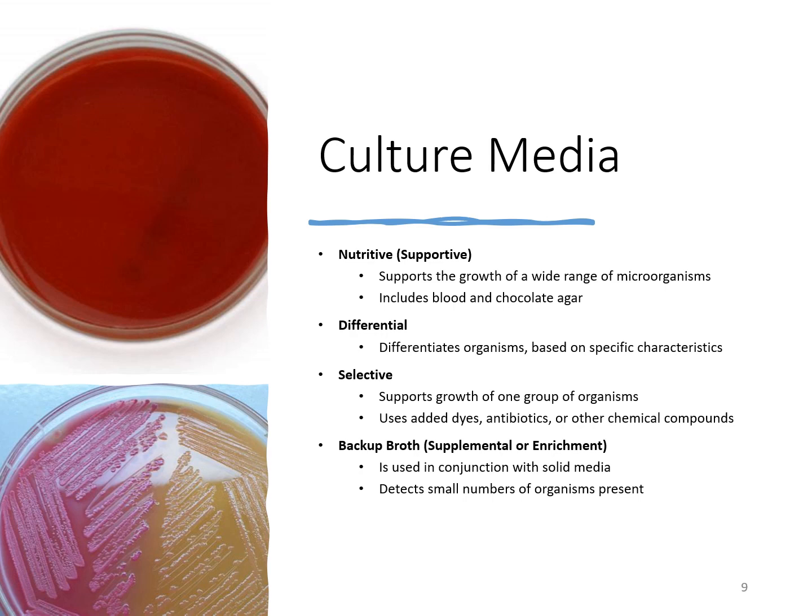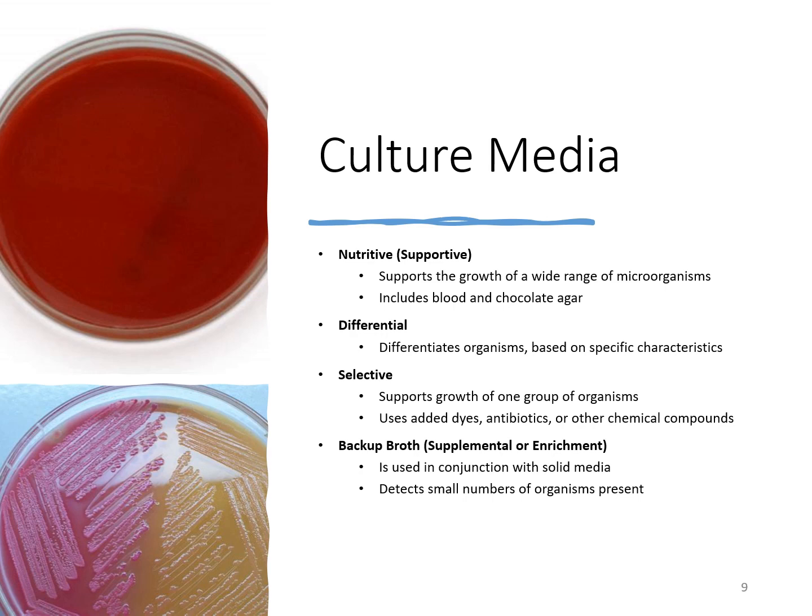You also have differential media, which helps to differentiate one organism from another based on certain characteristics that organism has. You also have selective media, which supports one particular group of organisms over another. For example, it may support gram-negative organisms versus gram-positive organisms. This is done by using dyes, antibiotics, or other chemical compounds that inhibit the growth of one organism but allow the others.